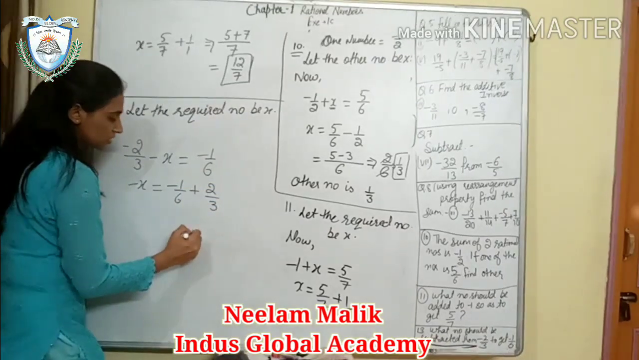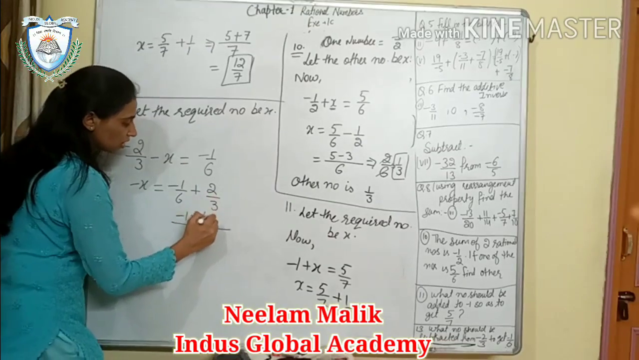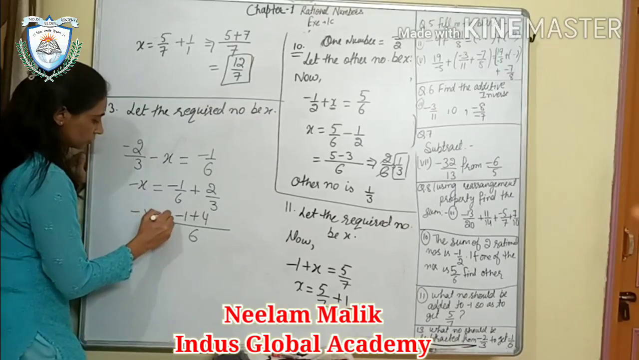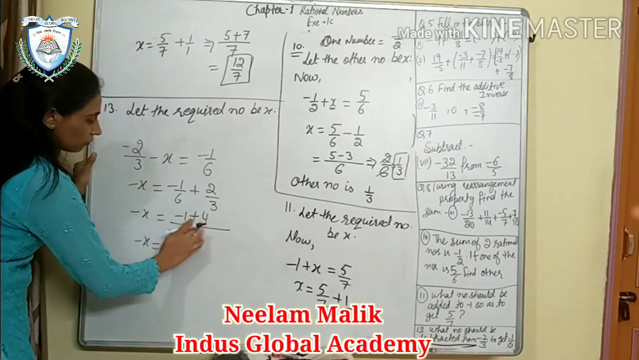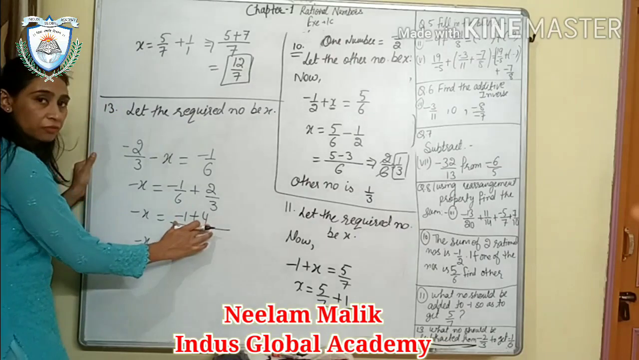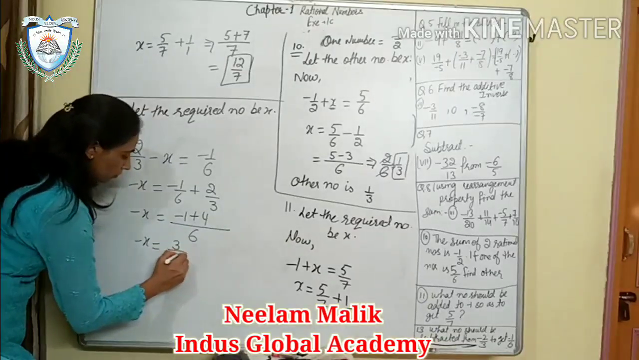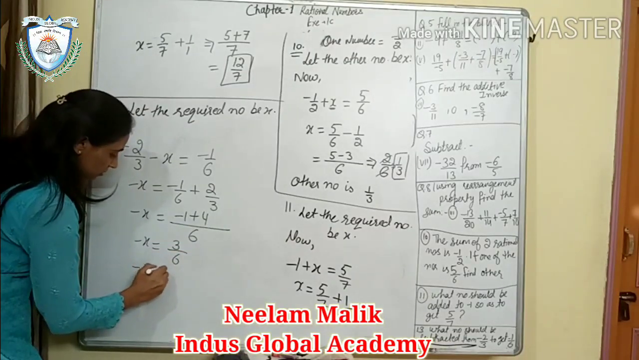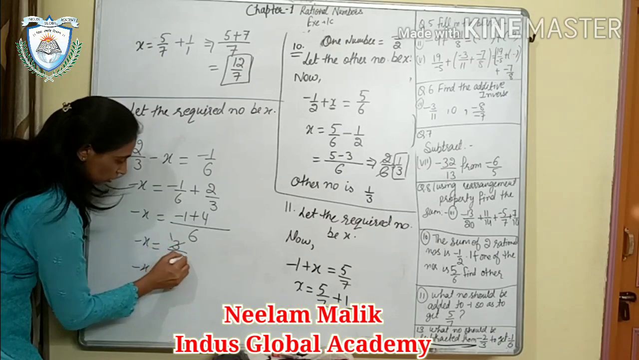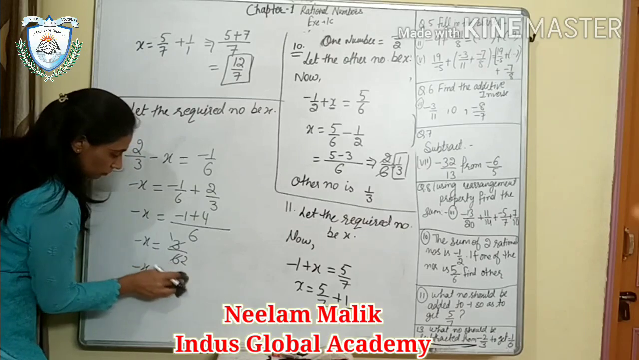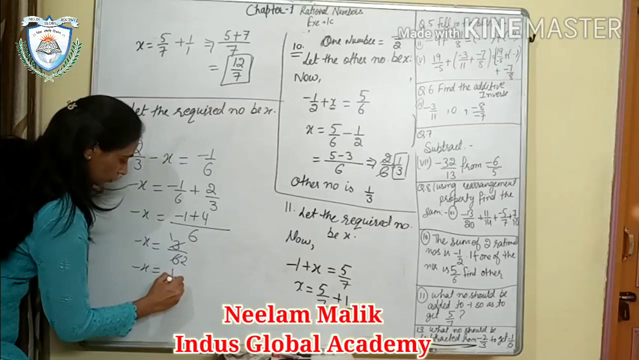Now take the LCM. The LCM will be 6. Here will be minus 1, this is plus 4, so here will be 3 upon 6 for minus x. Now minus x is equal to what? There are different signs, so we will take their difference. Plus 3 upon 6, minus x is equal to 3 upon 6. Sorry, you can cut this: 3 ones are 3, 3 twos are 6. So minus x is equal to 1 upon 2.